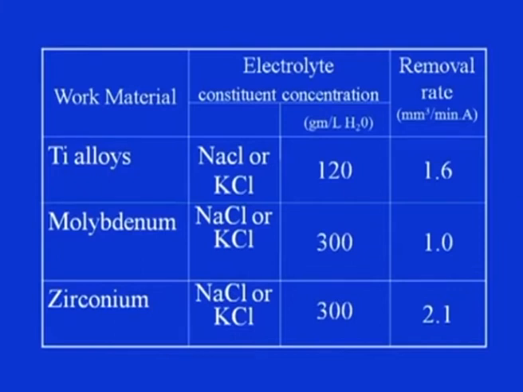Then for molybdenum, sodium chloride or potassium chloride both can be used. So is the case with zirconium, and the concentrations are also identical, like 300 grams per liter of water. However, material removal rate in case of molybdenum is much lower, that is only 1 millimeter cube per minute per ampere of current, while in case of zirconium 2.1 millimeter cube per minute per ampere of current has been recorded.